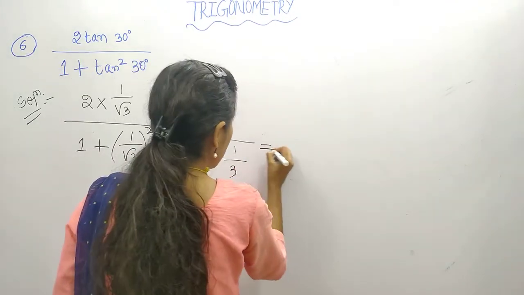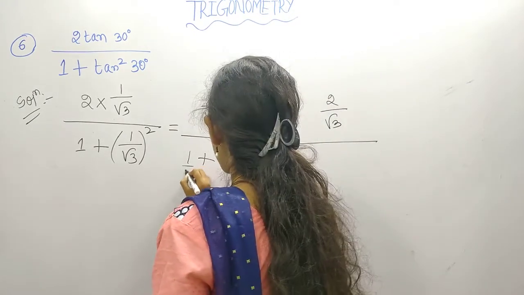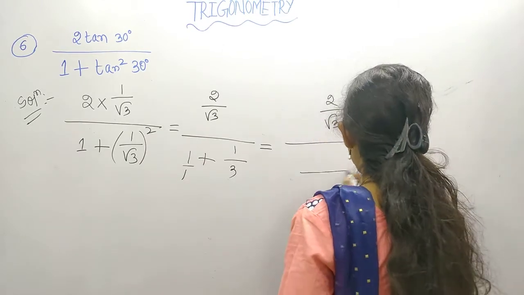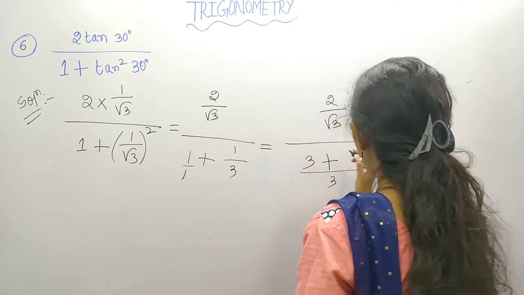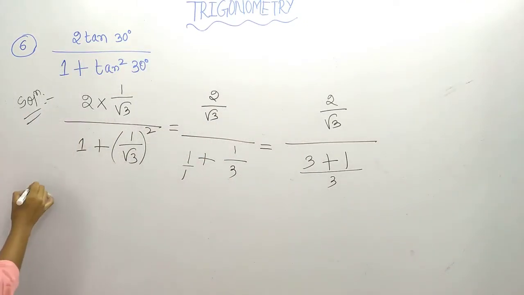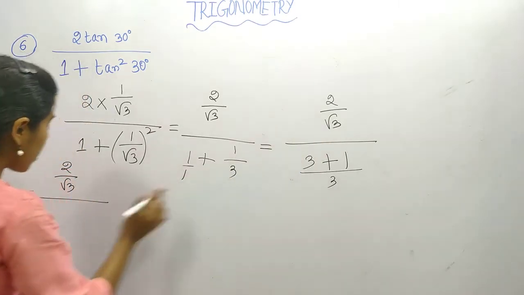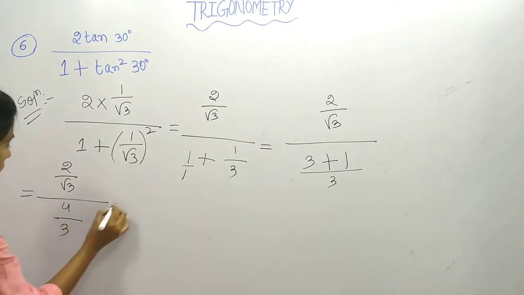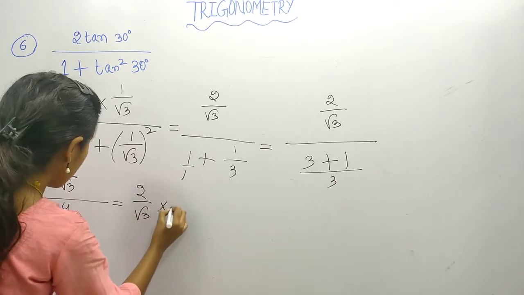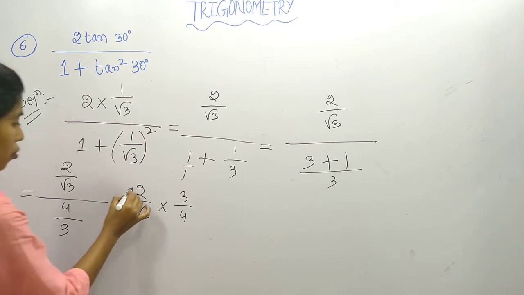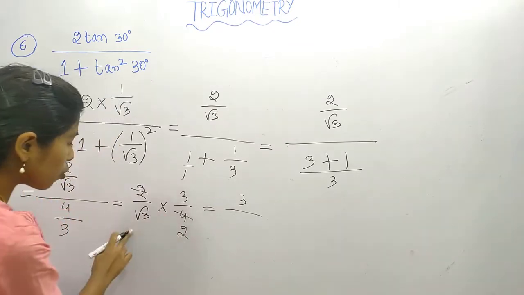Okay. Next, here what is there? 2 divided by root 3 divided by, nothing is there means 1. So LCM 1 into 3 is 3. So 1 into 3, 3, 3 into 1, 3 plus 3 went, so 1. Then it will become 2 divided by root 3 divided by 3 plus 1 is 4 divided by 3. So 2 by root 3, it will go up. So what it will become? 3 divided by 4. So here 2 into 2, 4. So what it became? 3 divided by 2 root 3.